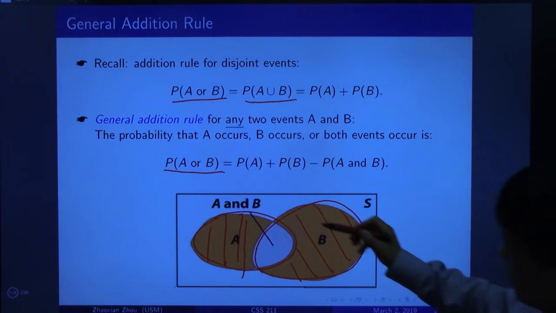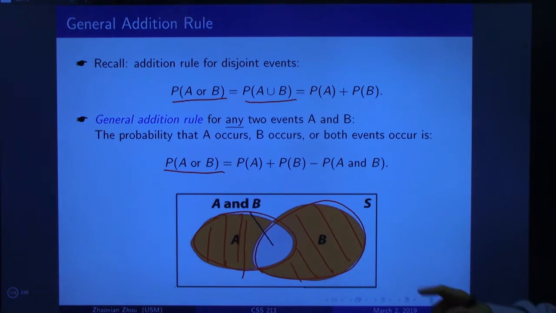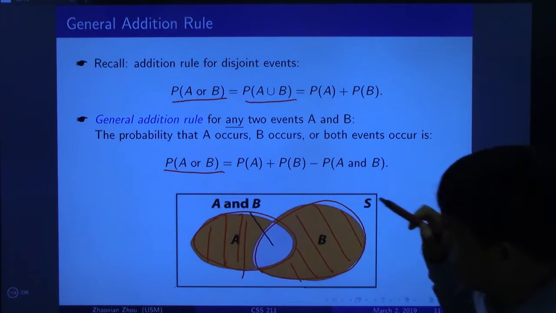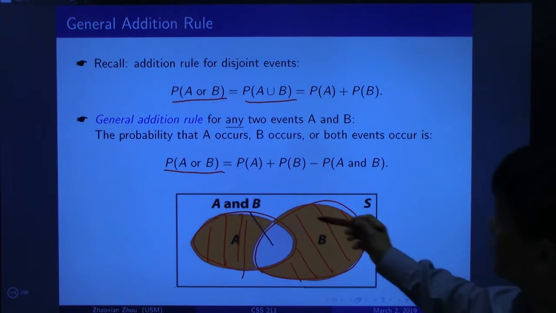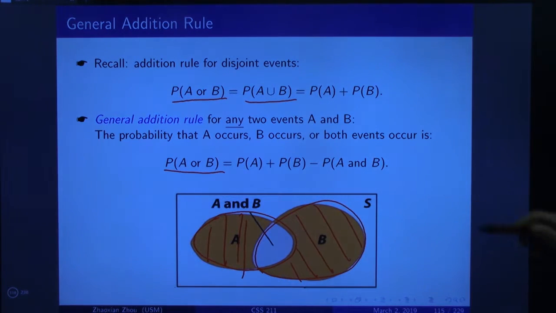If we still want to use P(A) plus P(B), then we need to subtract this white part once, because we need this white part only once. So in general, the addition rule is: the probability for A or B equals the probability for A plus the probability of B, then minus the probability of A and B at the same time.